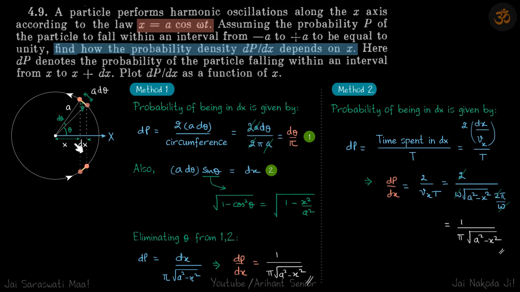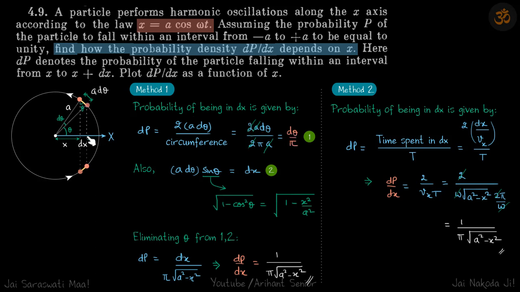So if this is x, dx, and let's say this is theta, then this is d theta. So this distance is a d theta, this part of the arc. So the probability of being in dx is given as the length of both the arcs divided by the total circumference. So that is 2 times a d theta divided by the length of the circumference, so 2a d theta upon 2 pi a, which is d theta by pi.